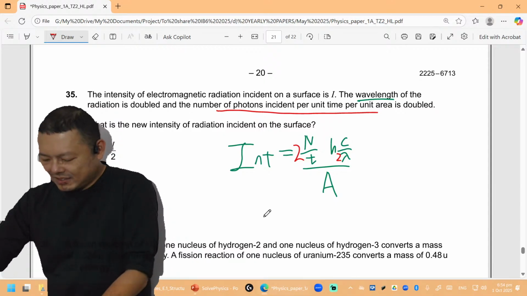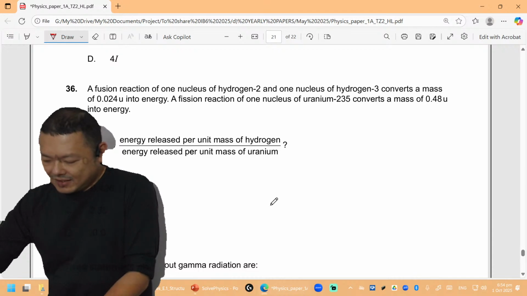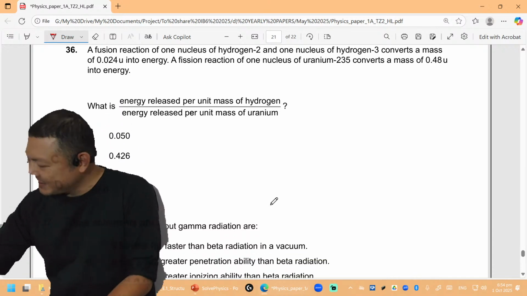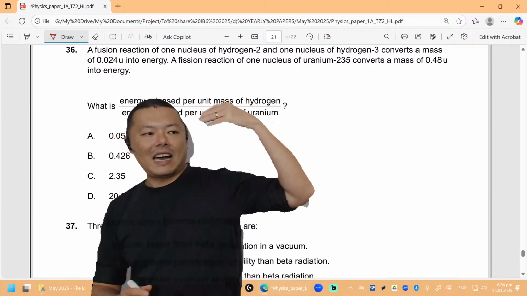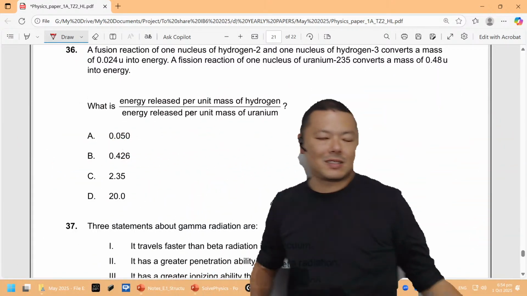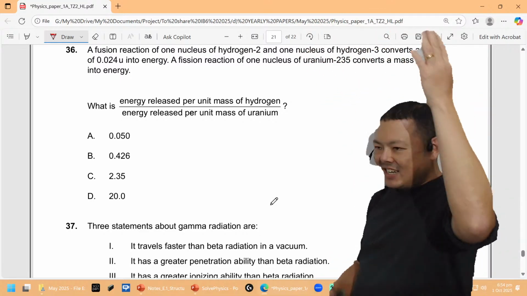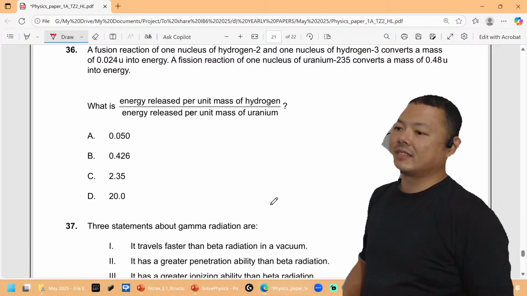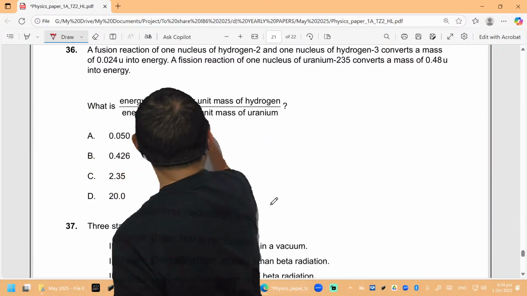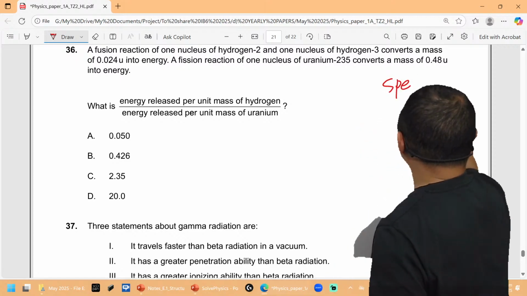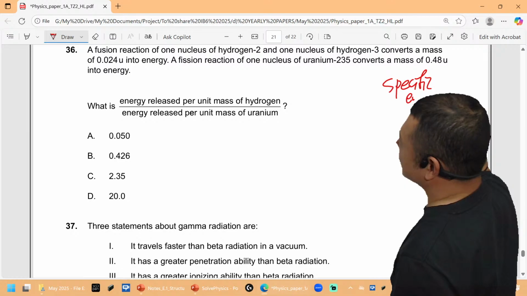Oh my gosh. All right, number 36. Just take note of this. Number 36 is the IB's way of announcing to us that specific energy and energy density are back in the syllabus. So we need to remember what specific energy is. They asked for specific energy.